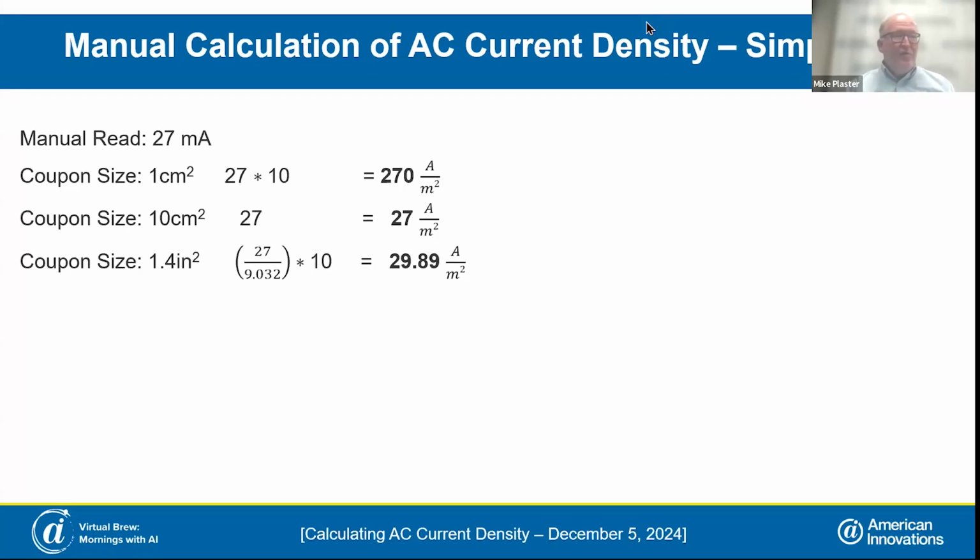But if you look at these 3 coupons, we got 3 different readings for the same milliamp reading to start out with. That's why the coupon size is very important. If you don't know your coupon size or you guess at it, you could have a reading that is way off. If you think it's a 1 centimeter and it's actually a 10 centimeter, that could drastically change what you do as far as mitigation going down the line. So you need to know that coupon size.